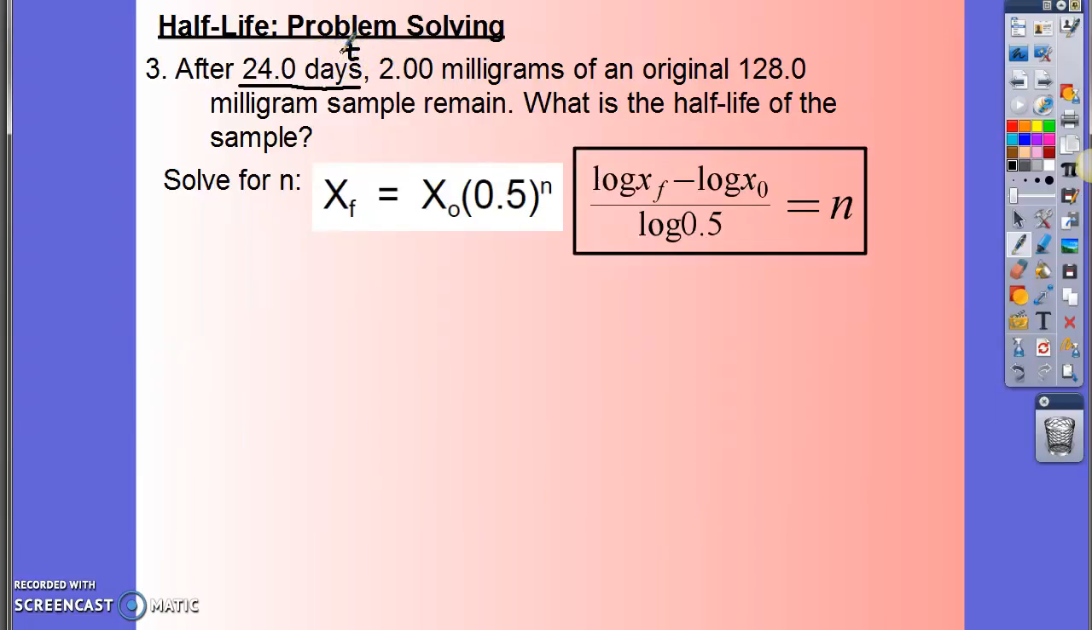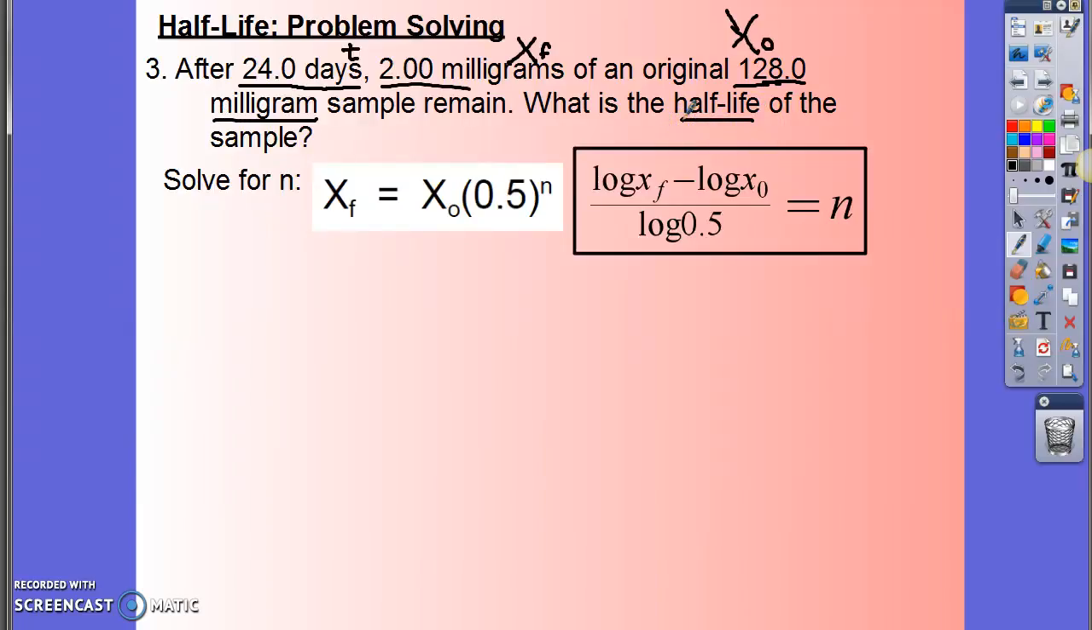We're given 2.00 milligrams, and the question is, is that x0 or xf, because this is an amount of sample? Well, we can look at the two numbers and figure out which one's bigger, 128 milligrams or 2 milligrams. We can assume the bigger one is how much we started with, because half-life is talking about how much stuff is decaying. And the smaller one must be the final. So x final is this 2 milligrams, and x initial is this 128 milligrams.